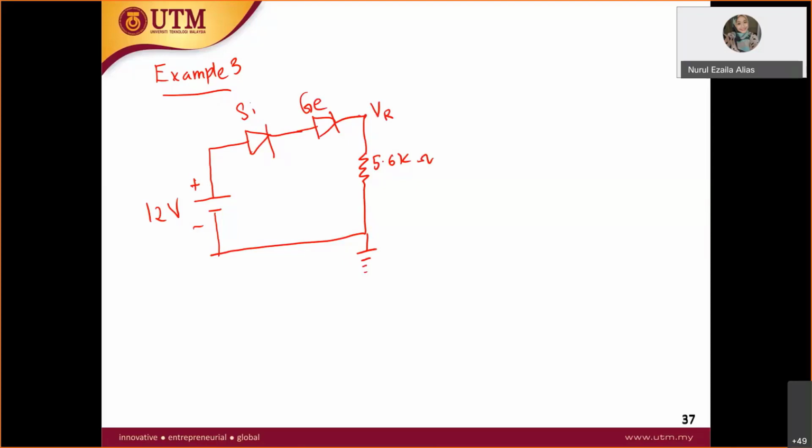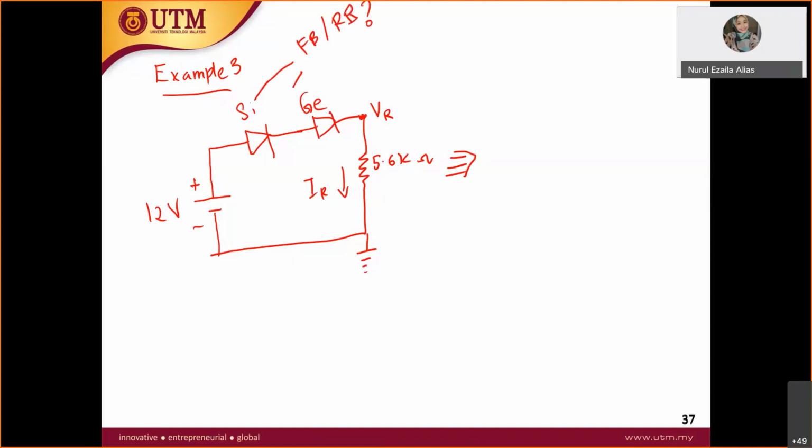They ask you about the VR here, and also IR. So these are the questions. What you need to do first is to define whether both diodes here are forward biased or reverse biased.